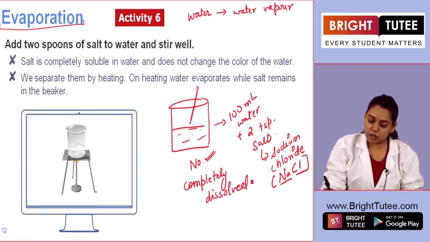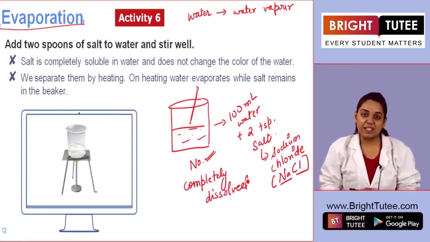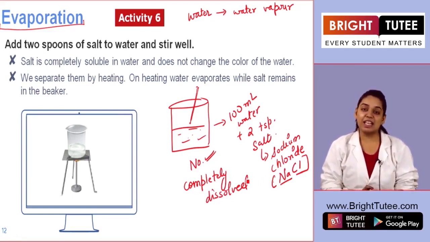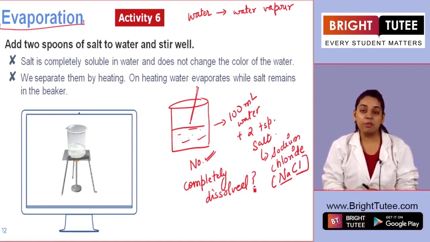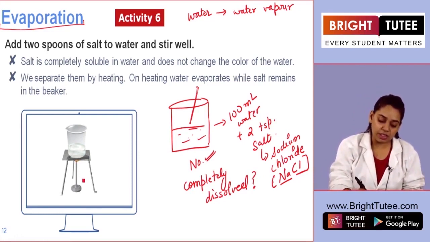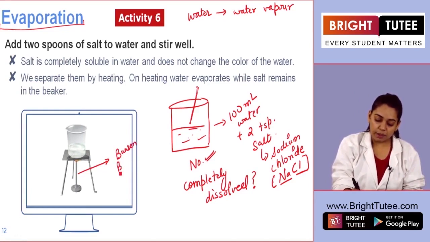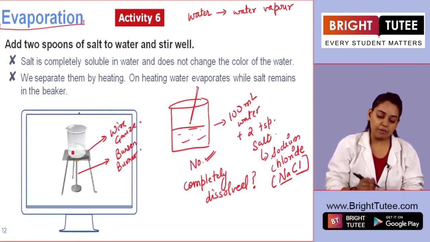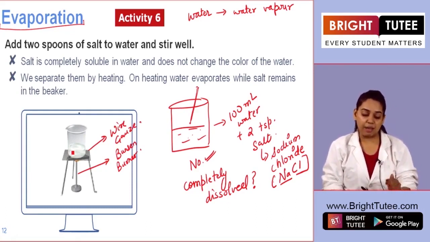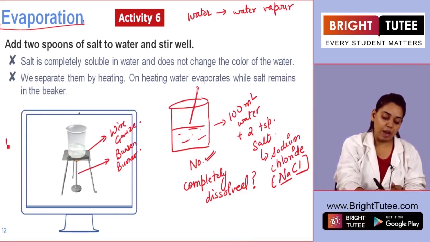So, can we get this dissolved salt back from water? Yes, students, we have a way in chemistry that we can separate salt from water. Let us see how we can obtain this dissolved salt from water. What we are going to do is we will take a Bunsen burner. This is a Bunsen burner and we have put a wire gauze over here, and over this wire gauze we have put our beaker containing the mixture of salt and water, and we will let it boil for some time till all of the water has been evaporated.